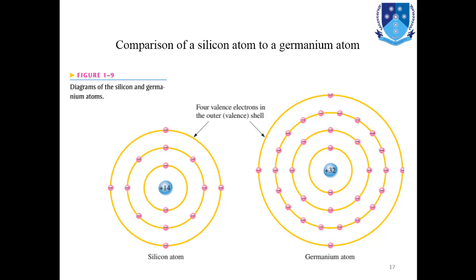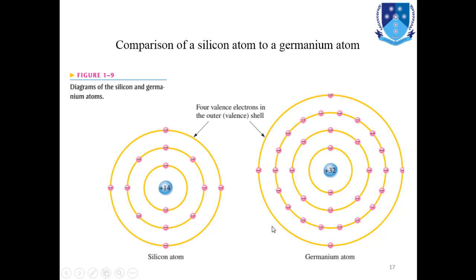So the distribution of electrons is such that in the first shell we have 2 electrons, in the second shell we have 8 electrons, while in the third shell we have 18 electrons. So collectively the first 3 shells have 28 electrons. The fourth shell, which is the valence shell for the germanium atom, has only 4 electrons. So in both silicon and germanium, the valence shell has 4 valence electrons.